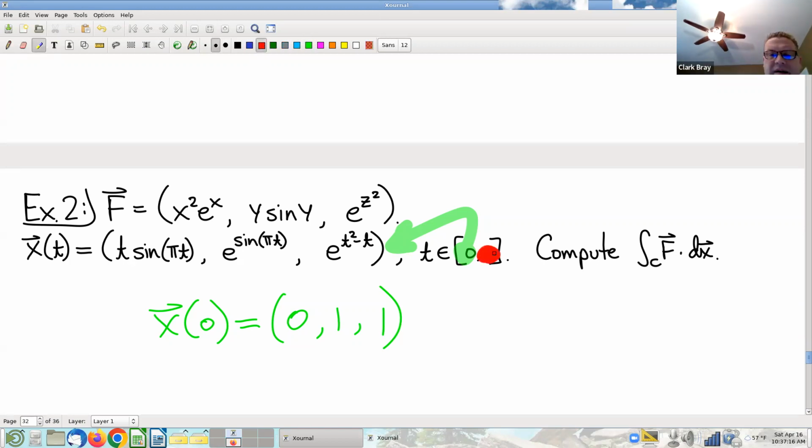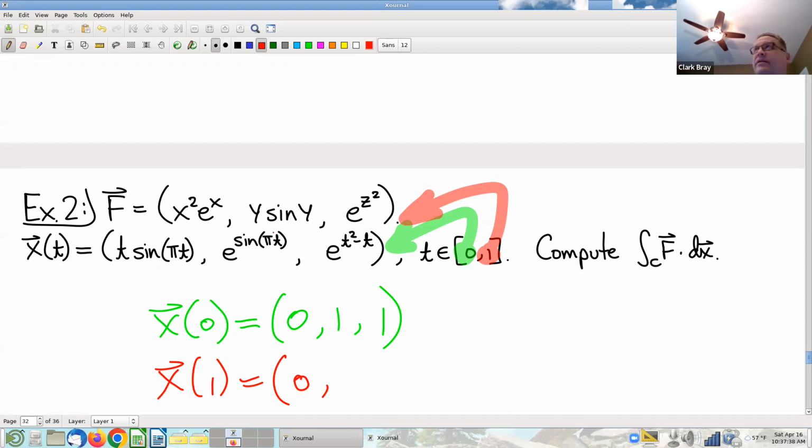Now let's look at our stop point. Let's plug in t equals 1. We get x of 1 is, well, let's see here, 1 times sine of pi, which is 0. Then e to the power of, sine of pi is 0, so e to the 0, which is 1. And then the e to the 0, which is 1.